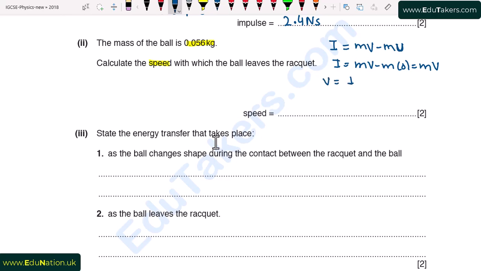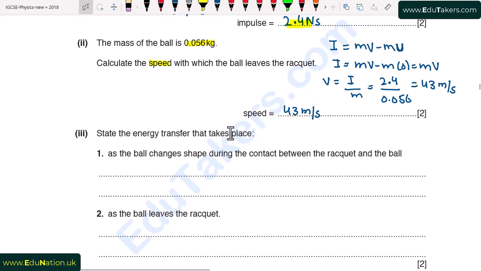And here we have to find out the speed with which the ball leaves the racket. So v will be equal to I over m, and impulse that we already calculated is equal to 2.4 Newton second. 2.4 divided by mass is given, that is 0.056 kilogram. So that the speed comes to be 43 meter per second. So I write here speed is equal to 43 meter per second.